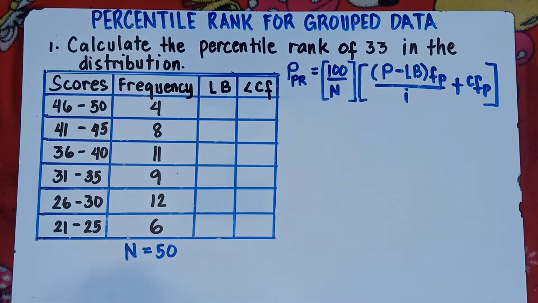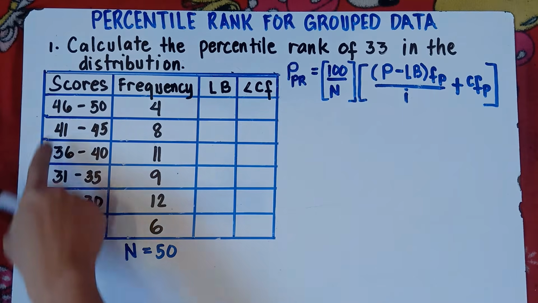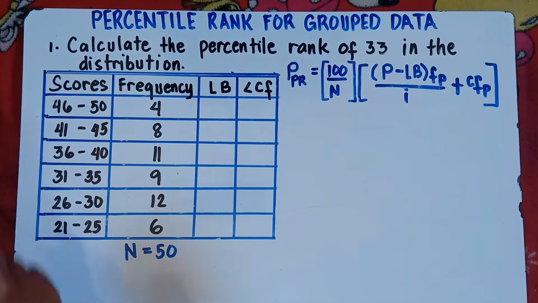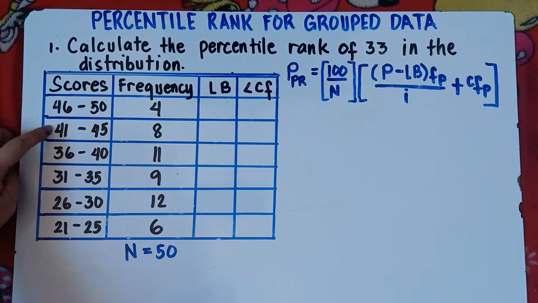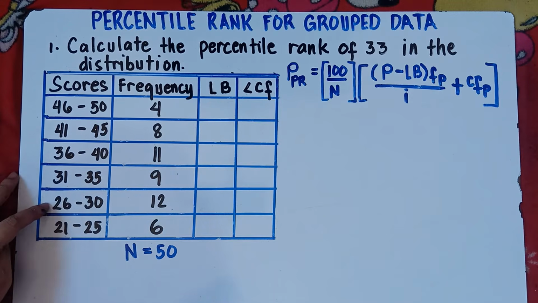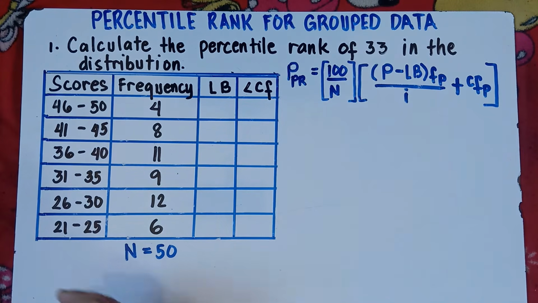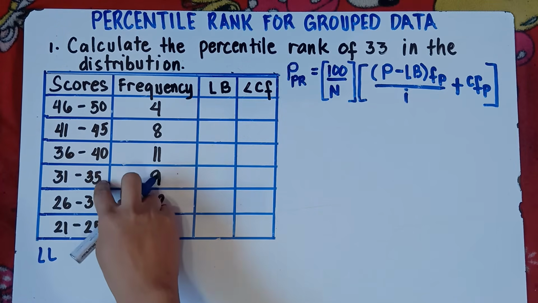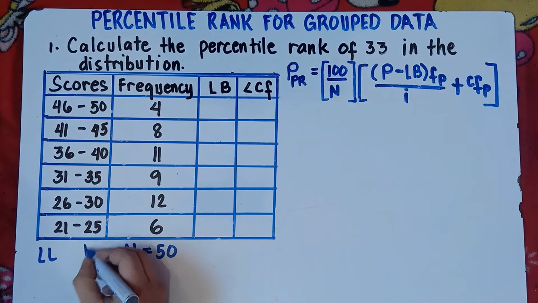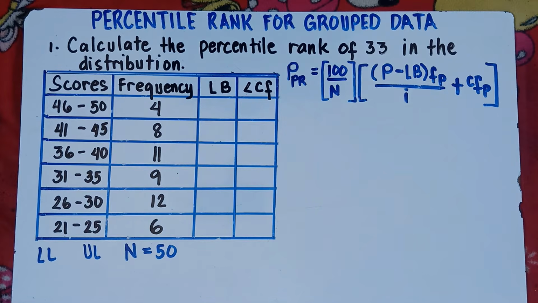Alright, let's find LB. Now to get LB class, simply subtract 0.5 from these lower limits. Once again, these numbers 46, 41, 36, 31, 26, 21 are the lower limits. And 50, 45, 40, 35, 30, 25 are the upper limits. So to get lower boundaries, simply subtract 0.5 from the lower limits.